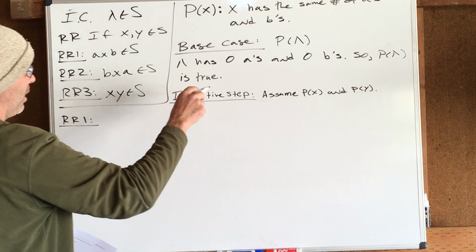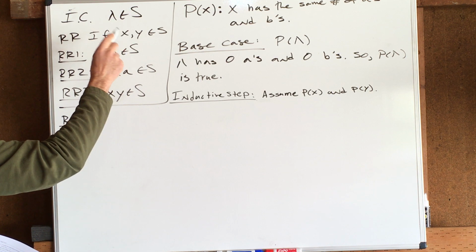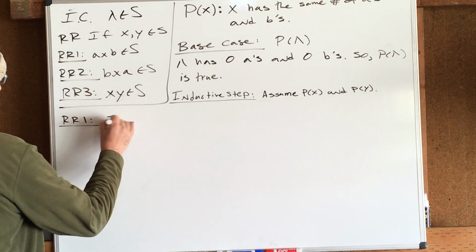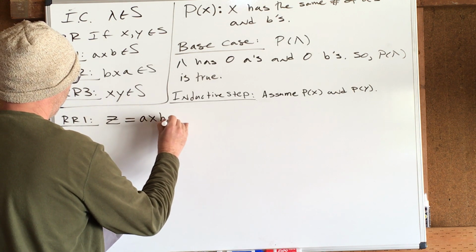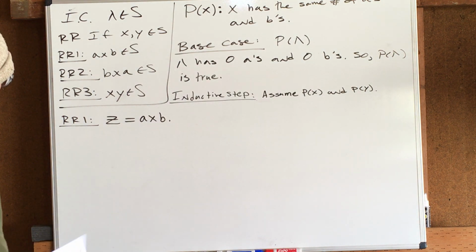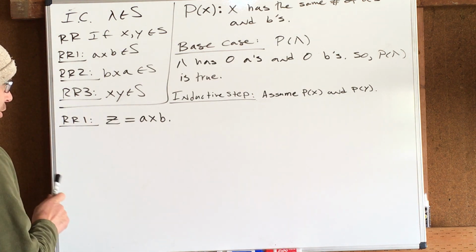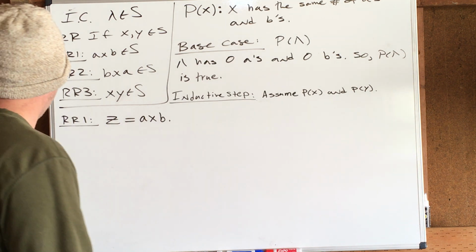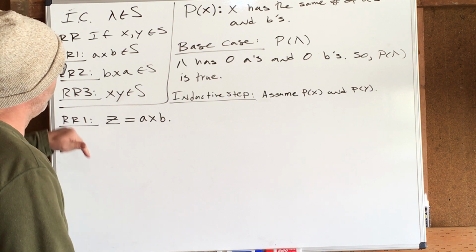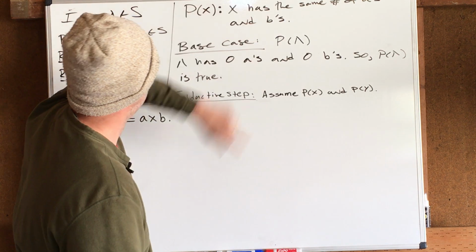Okay, and let's say that z is some string in S created by recursive rule 1. So z equals AXB. One thing I should emphasize is that we're not trying to prove that z is in S. Z is already in S. We already know that's true. So proving that z is in S doesn't make any sense. That's true by our definition here. All we're trying to prove is that for the z that is in S, z has the same number of a's and b's.